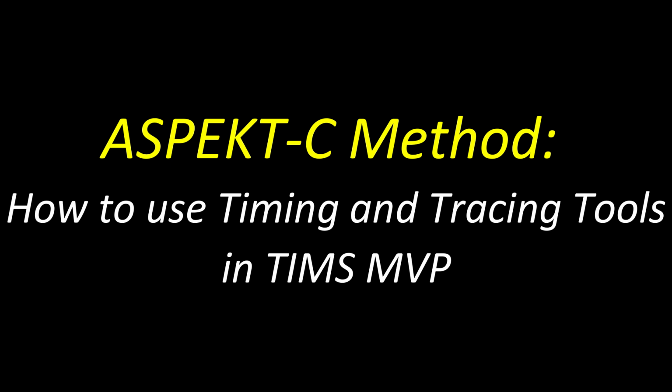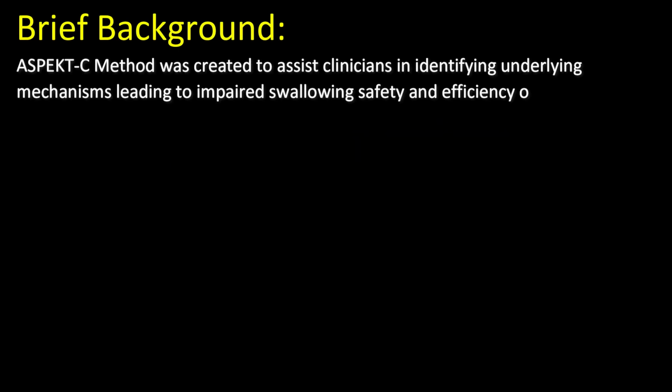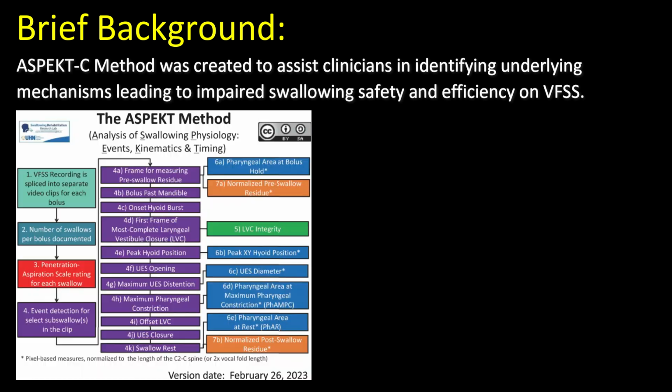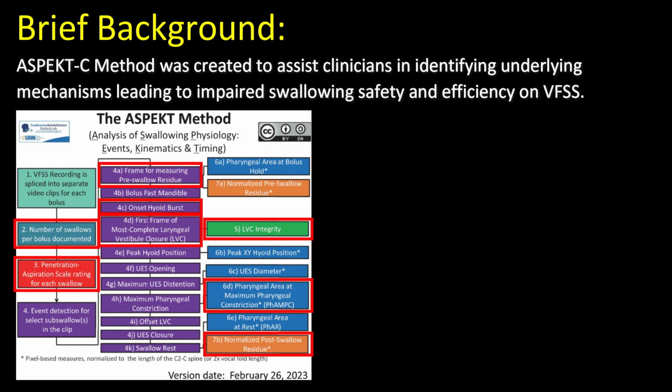If you don't have the TIMS MVP software, instructions on how to complete these measures using ImageJ can be found separately. The ASPEKT-C method was created to assist clinicians in identifying the underlying mechanisms leading to impaired swallowing safety and efficiency on videofluoroscopic swallow studies. It includes 8 of the key parameters from the full ASPEKT method, which were chosen based on data suggesting that they are the parameters that most commonly explain penetration aspiration and post-swallow residue in people with dysphagia.